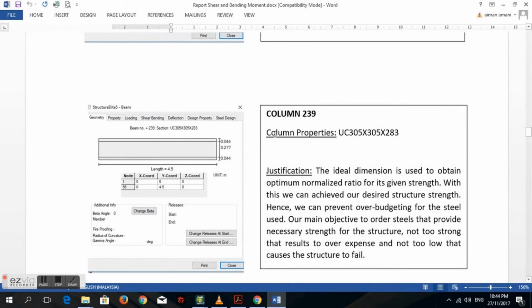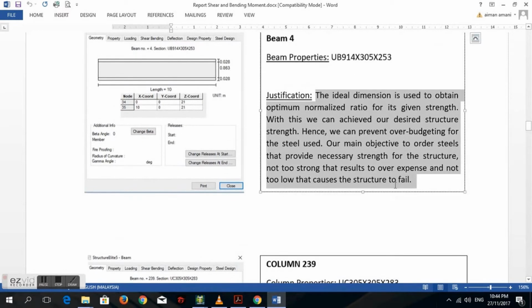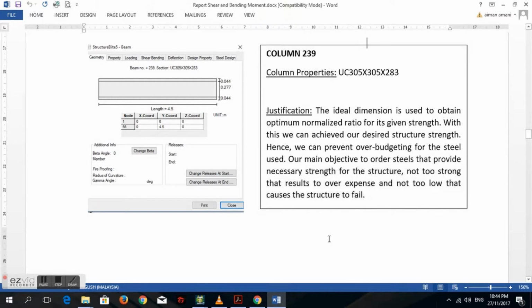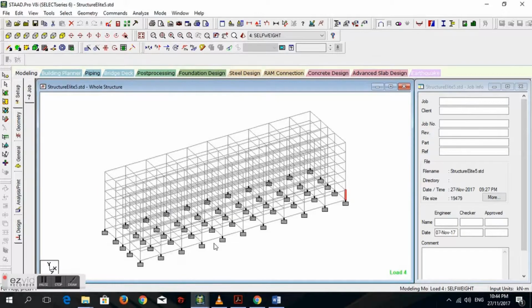So now we will continue with the column. For the column, the justification is the same as the top one. This is to give the normalized ratio, and the main objective of this steel size dimension is to provide necessary strength for the structure, not too strong and not too low. So that is basically the property of our beam.